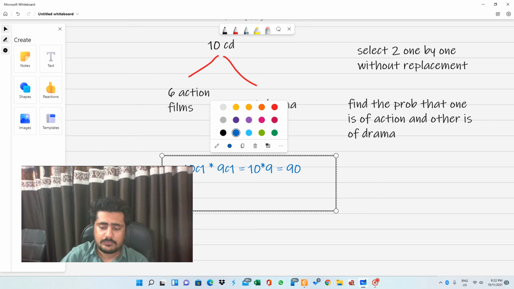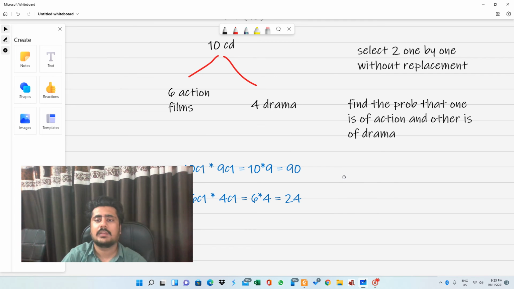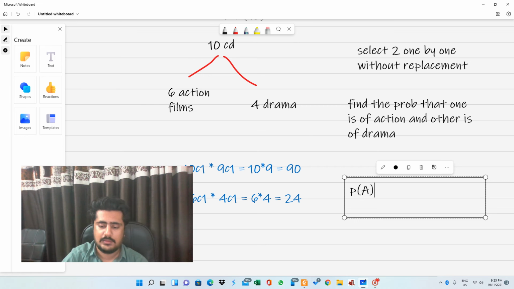Then my M is, you can say, my favorable outcomes. So I have to select one of action, so it is 6C1, and another from drama, so it is 4C1. If I had to select action again, then it would be 5C1, but drama is different. When I'm selecting from six action movies, one action movie will be reduced, but it doesn't affect me. So it is 6 into 4, which is 24. So my probability answer will be 24 by 90.